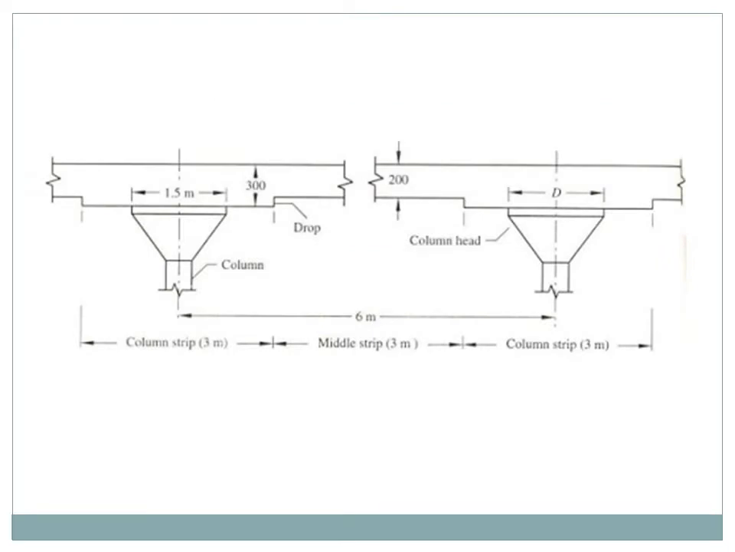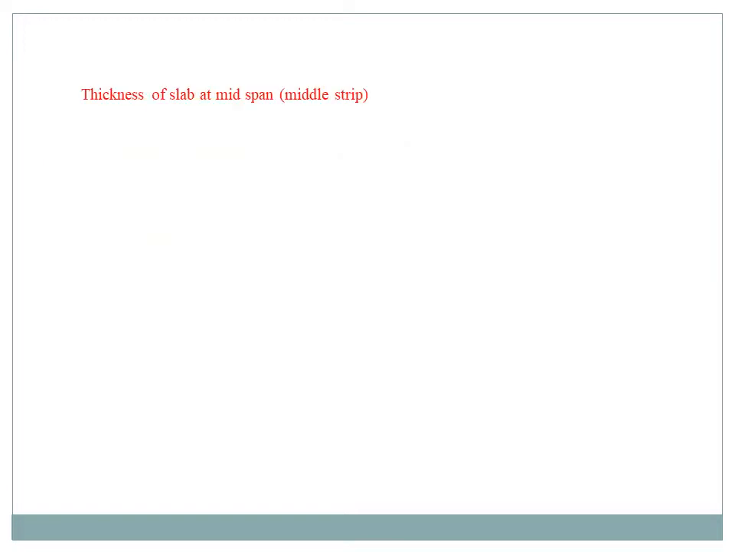Then this is the flat slab: column strip, middle strip and column strip. Above the column we call it the column strip slab. In the middle between two columns we call it the middle strip slab. Then the dimensions of flat slab: thickness of slab at midspan.